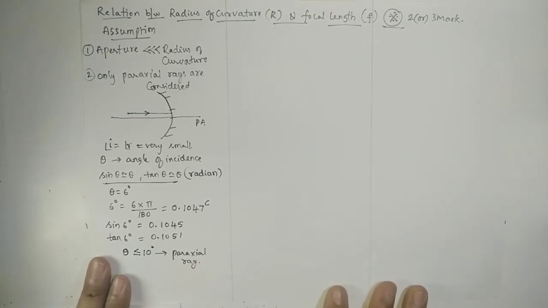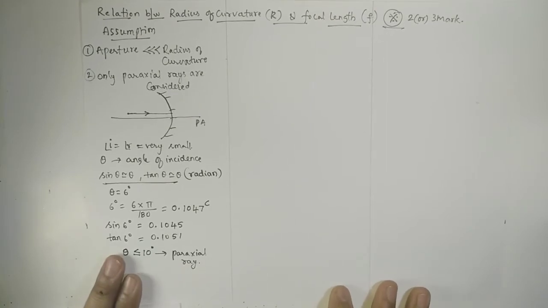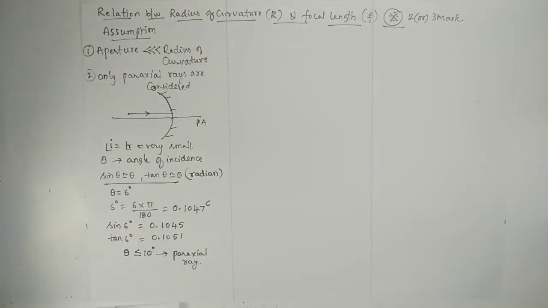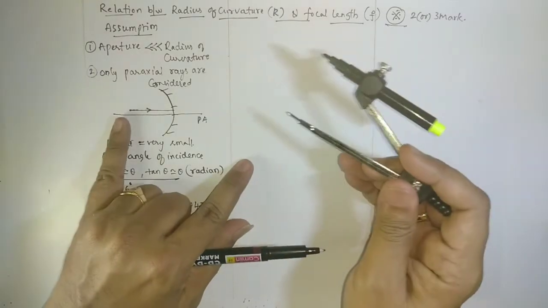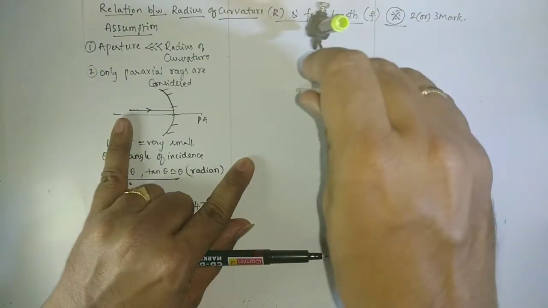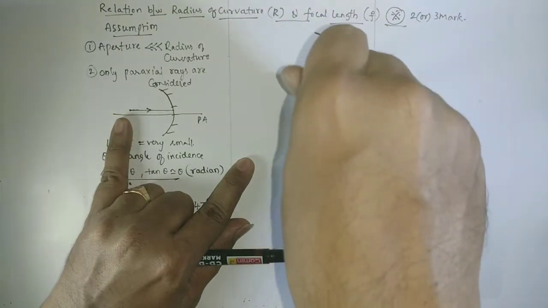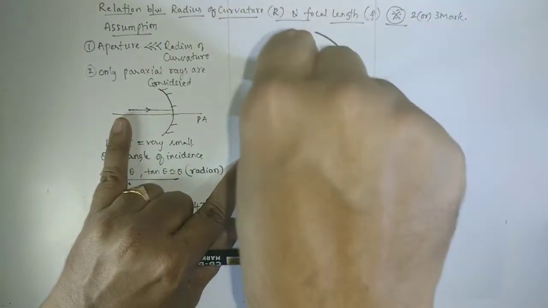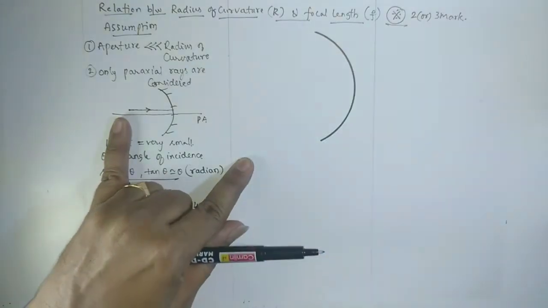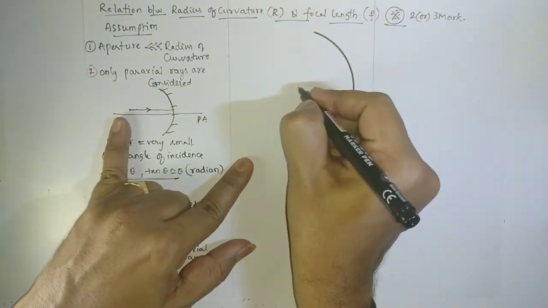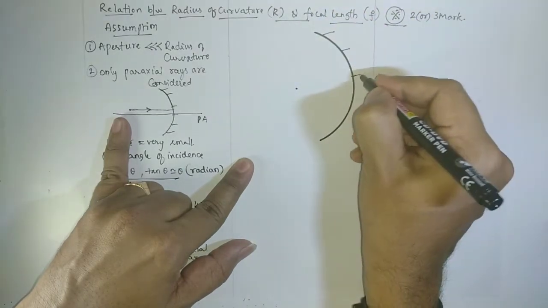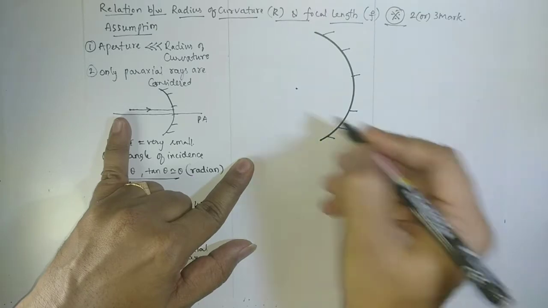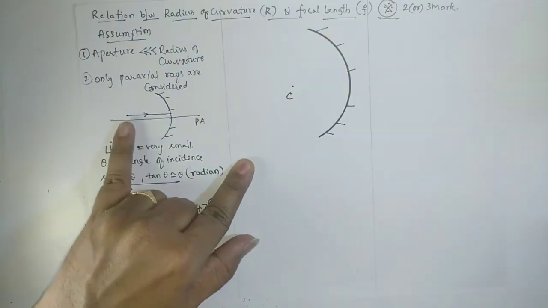With this as an assumption, let us first try to derive the relation between the radius of curvature and focal length of a given mirror. In order to find this relation, we can make use of either a convex mirror or a concave mirror, and you can prove the relation between the two comes out to be the same. Let us imagine we have a concave mirror with C being its center of curvature.